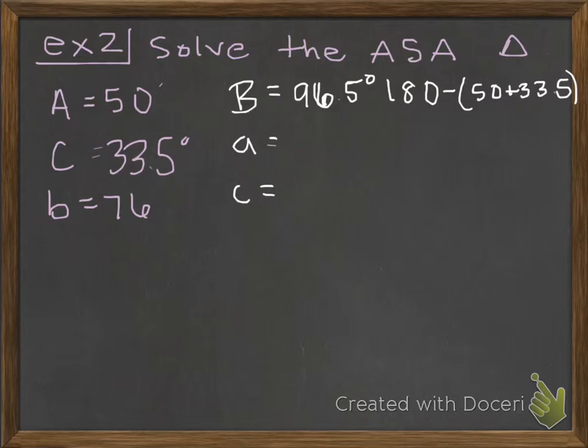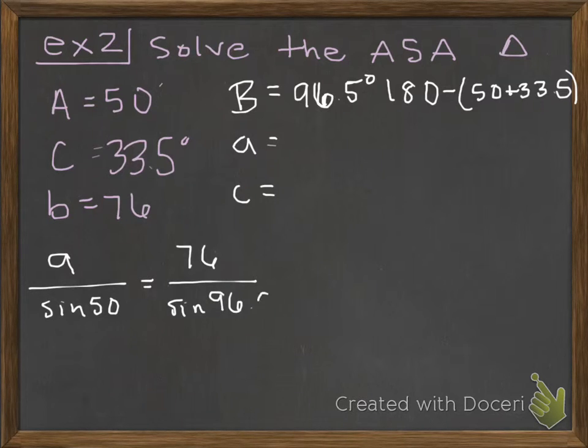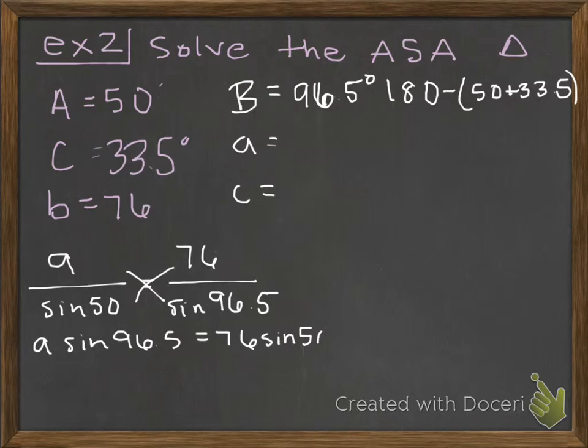So I'm just going to say let's find side A first. We don't know A, but I know its angle of sine of 50 degrees. And the side B is 76 over sine of 96.5. And again, to solve, we cross multiply. So you get A sine of 96.5 equals 76 sine of 50. Then to get A by itself, we divide both sides by sine of 96.5.